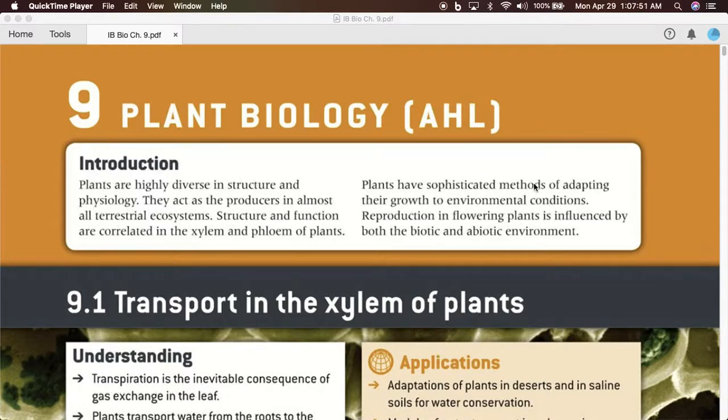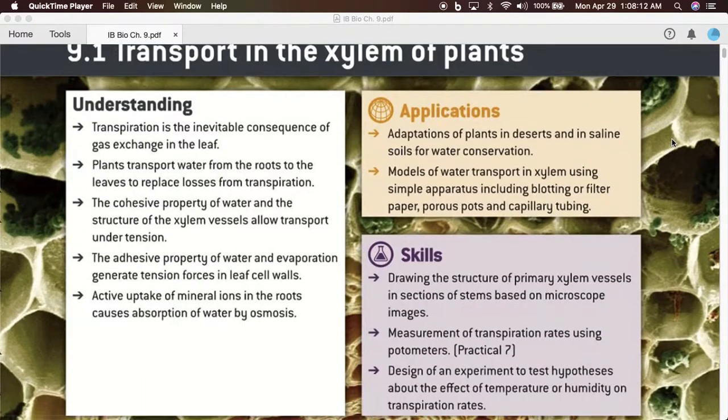Okay, hi everybody. I am going to go over chapter 9.1 and 9.2, and then I will record a second video for 9.3 and 9.4. So, this is just to help you review plant biology for your upcoming quiz this week. So, 9.1 and 9.2 are about the xylem and the phloem, so let's get started.